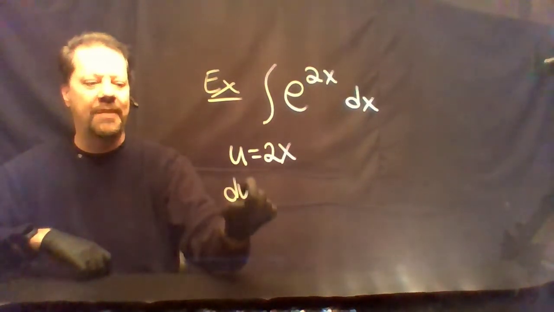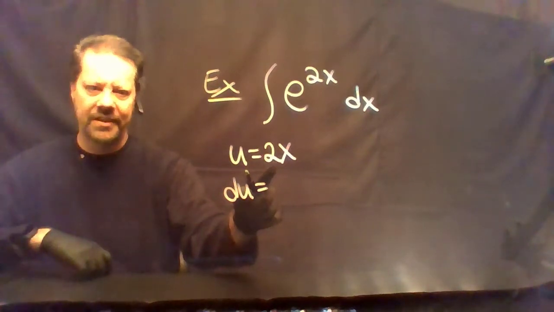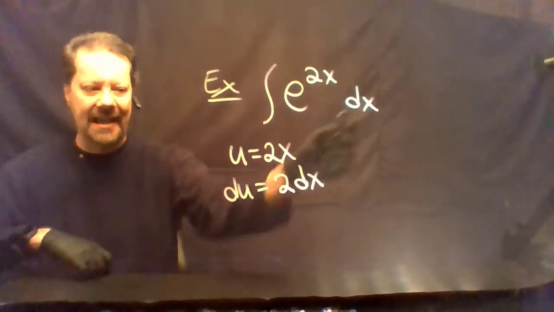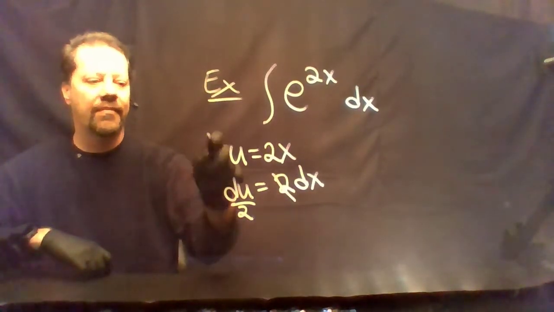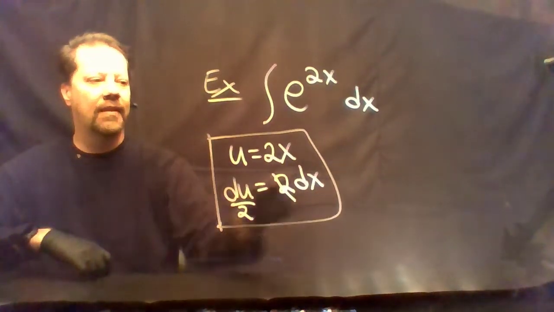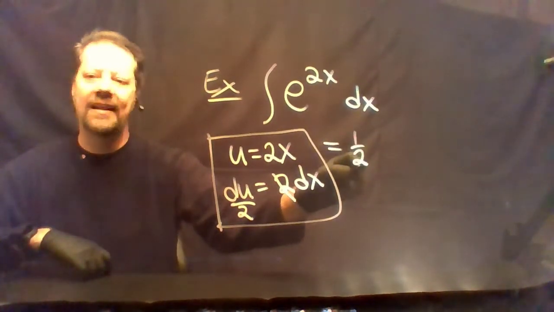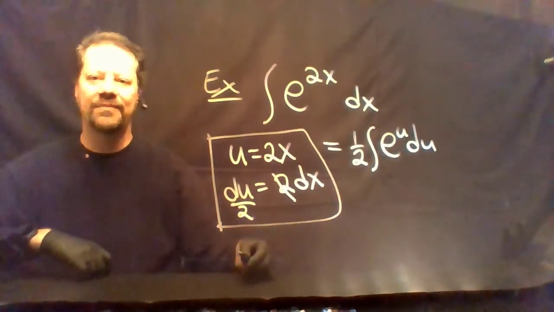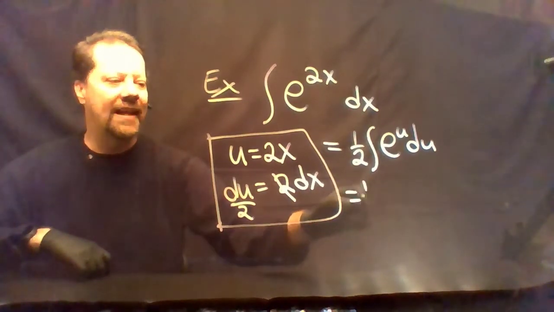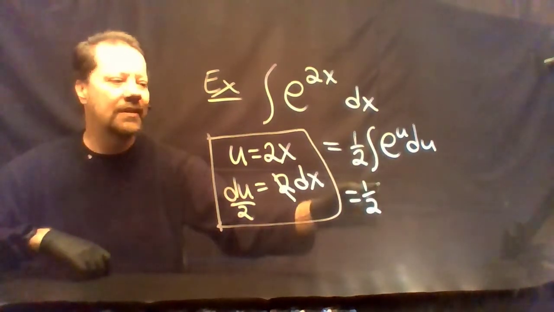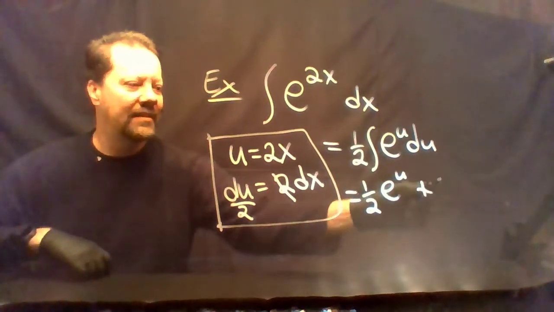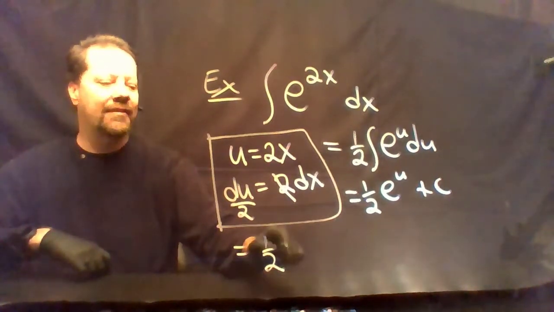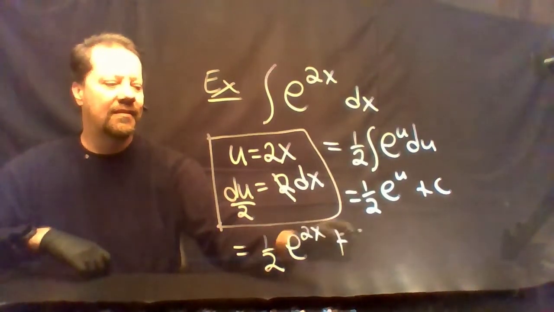What is the price I have to pay? du is going to be 2 dx. To replace just dx, I need to divide the 2 off. And the integral is transformed as 1/2 the integral of e to the u du. Well, that's easy. The integral of e to the u is e to the u plus c, and then substituting back, we'll have 1/2 e to the 2x plus c.